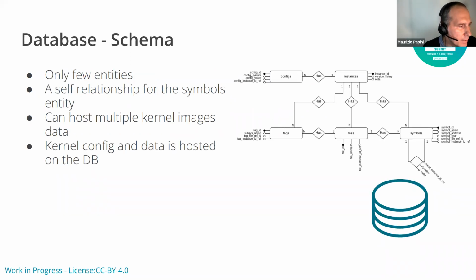Here is shown the database schema that we use to collect and store the data. We can see only a few entities: the configuration, the configs, the instances, tags, files, and symbols. You can see in symbols a self-reference, a self-relationship, based on the fact that there are caller-callee references. This simple schema can host multiple kernel image data and can also store kernel configuration and metadata useful for future reference.